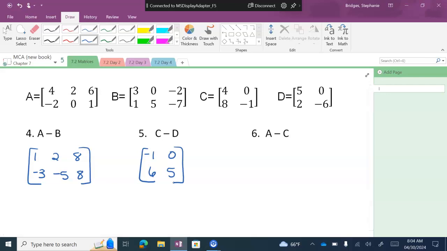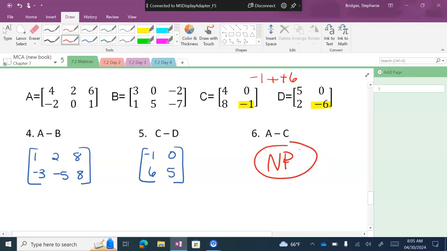And then what about A minus C? Can I do that one? Minus a negative turns to plus, right? What about A minus C? Can't do it, right? Not possible. They're not the same size. Anybody have any questions?